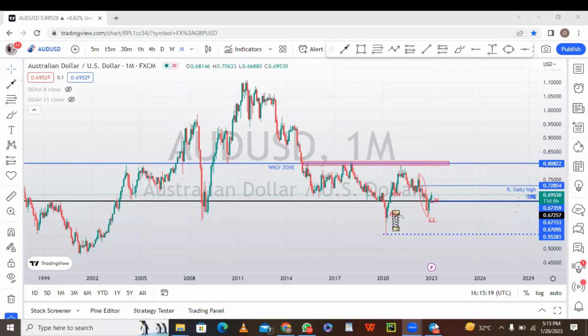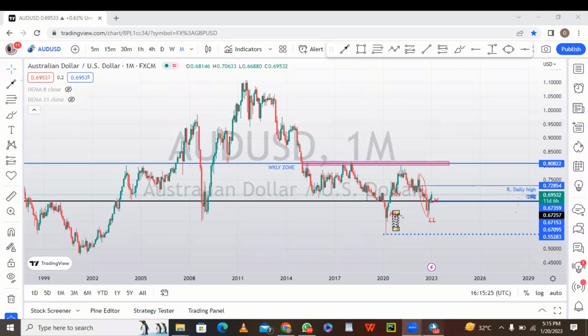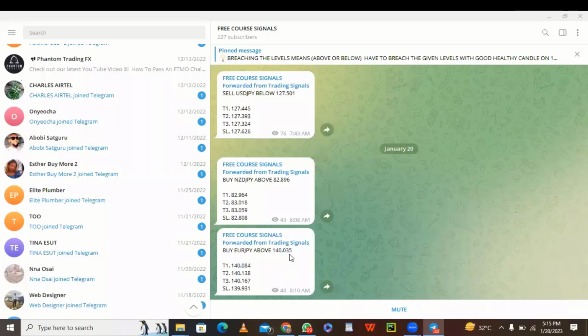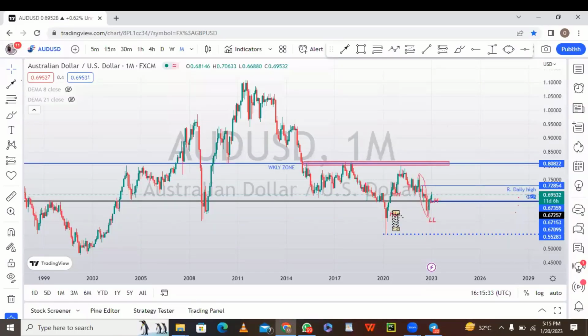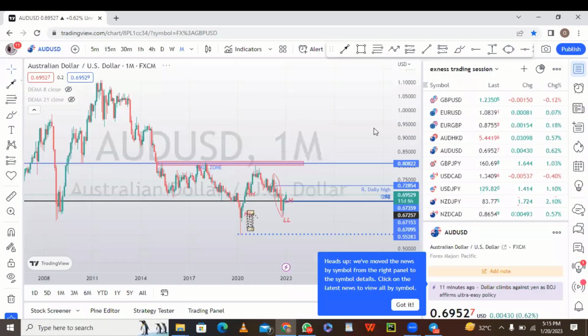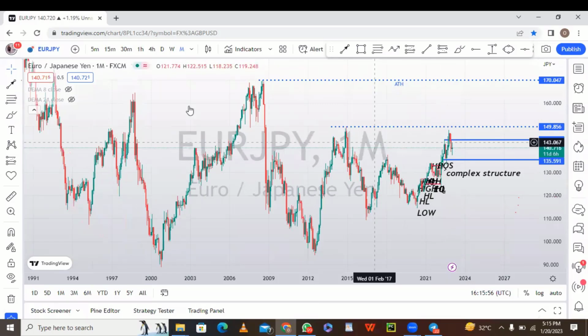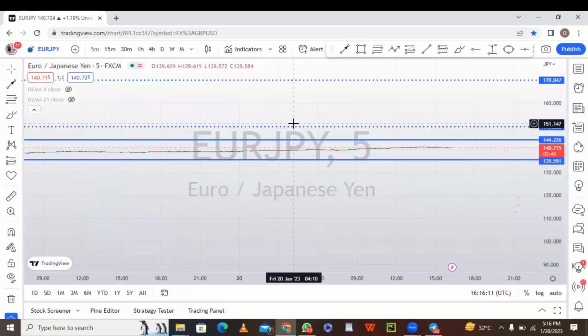The first thing, you have to wait for the signal to come to the Telegram group. Once you receive the signal, for example, this one said we should buy Euro JPY above 140.035. So the next thing, you go to your chart and look for that particular pair, Euro JPY. Okay, so this is the pair. Now, the next thing you want to do is go down to the 5 minute time frame, because the 5 minute is the best time frame to use when analyzing this signal before taking your entry. So you have to scale down to the 5 minute time frame.